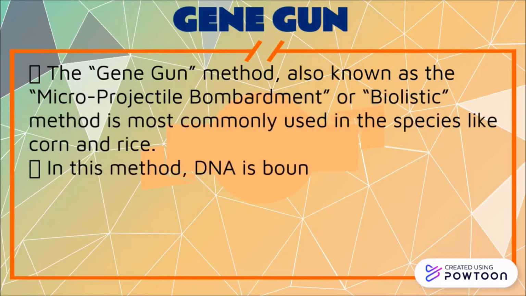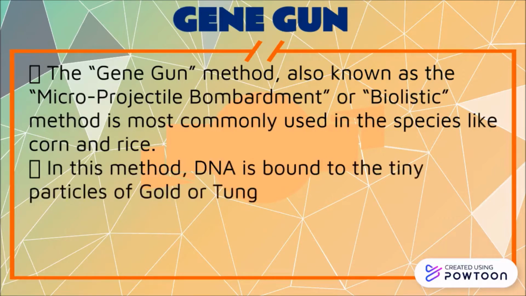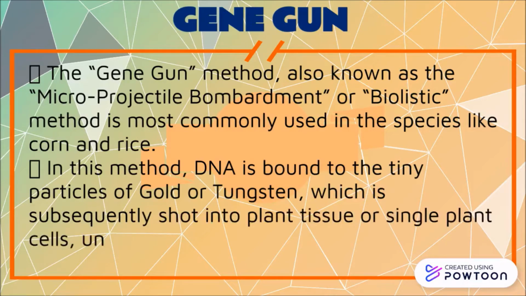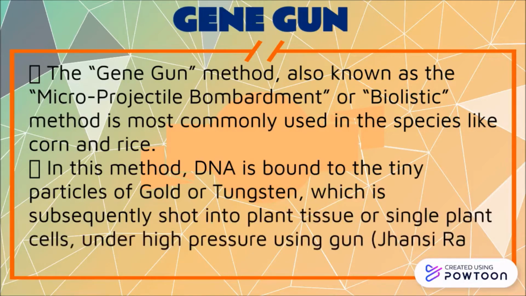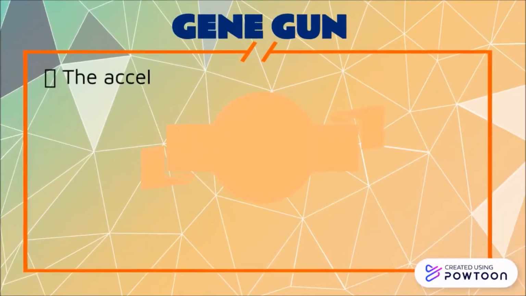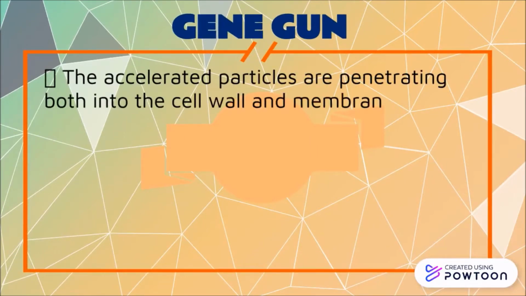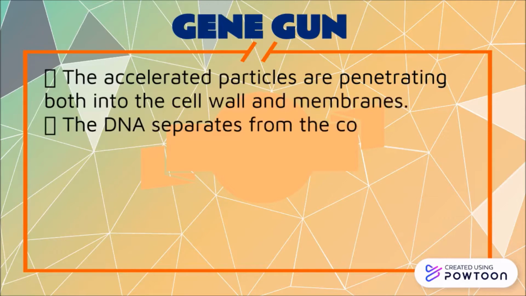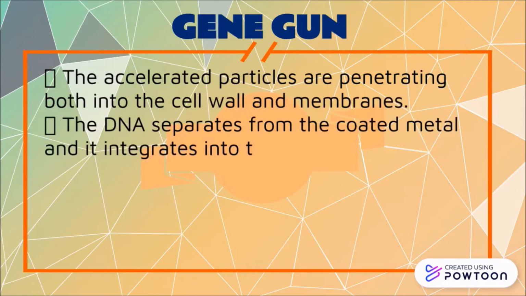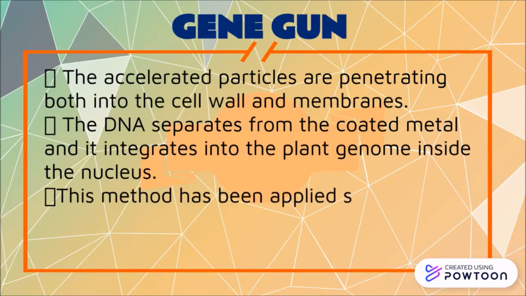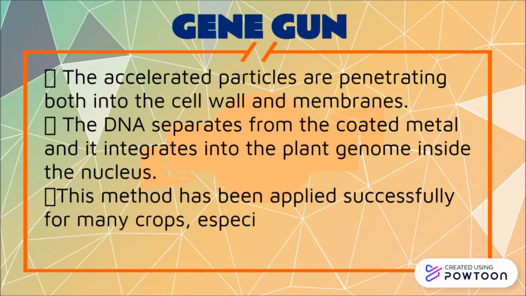In this method, DNA is bound to tiny particles of gold or tungsten, which are subsequently shot into plant tissue or single plant cells under high pressure using a gun. The accelerated particles penetrate both the cell wall and membranes. The DNA separates from the coated matter and integrates into the plant genome inside the nucleus. This method has been applied successfully for many crops, especially monocots like wheat or maize.